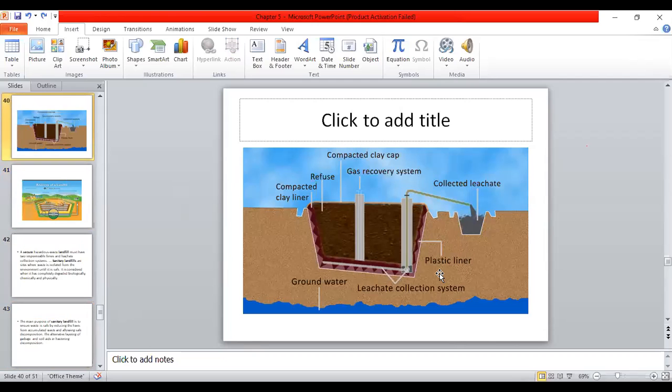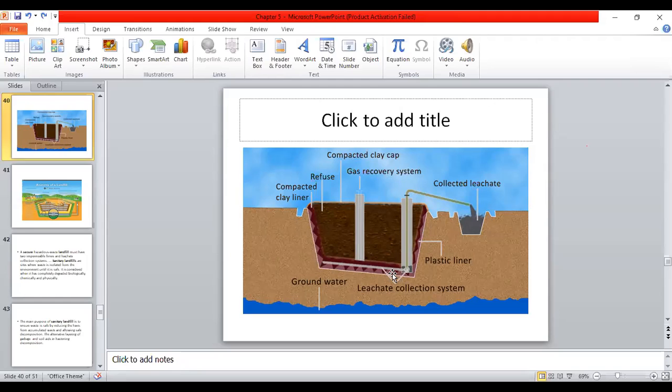Okay, this is fine. You just compacted clay. So this is a section. A compacted clay liner is provided at the bottom. You can see here in a dark color. Then a plastic liner from the very bottom side, and then a compacted clay liner, and then refuse is placed over there. Alternate layers we need to make. It is not shown completely properly. And then a compacted clay cap is provided here. Gas recovery system, a vent pipe is provided to collect the gas.